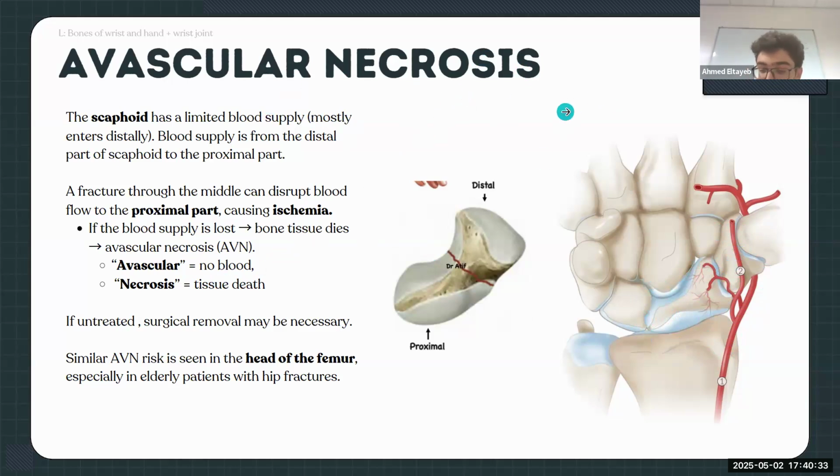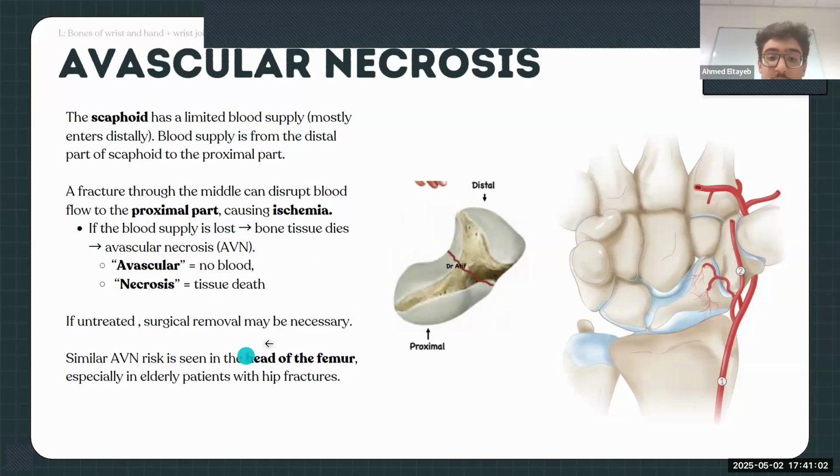So imagine your bone, from a simple fracture, usually you can give them some time. They will not die as quickly. There's collateral supply. But the scaphoid is a special bone in the sense that a fracture here could cause avascular necrosis within hours. And it's very bad because if this is obstructed, your entire wrist joint is affected.